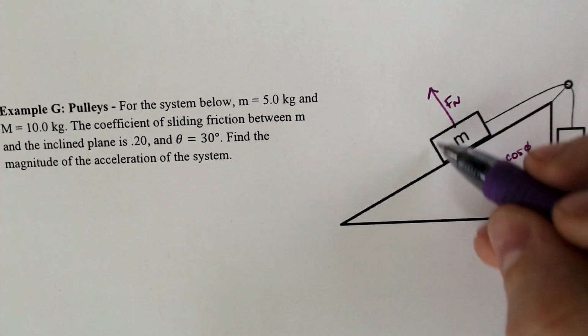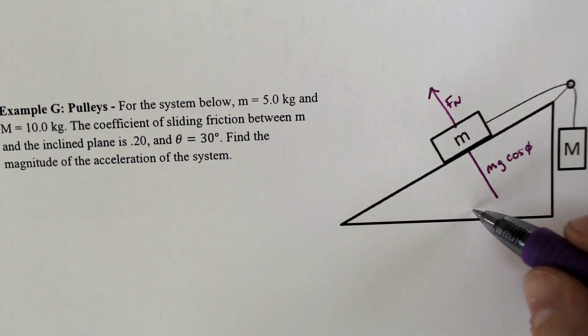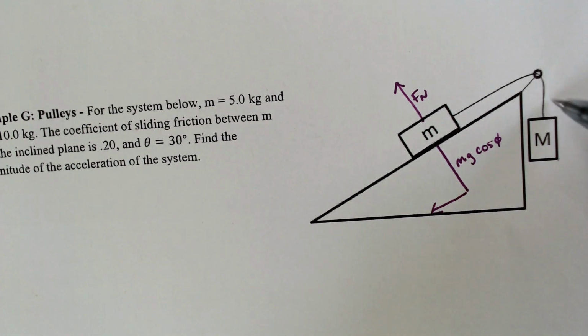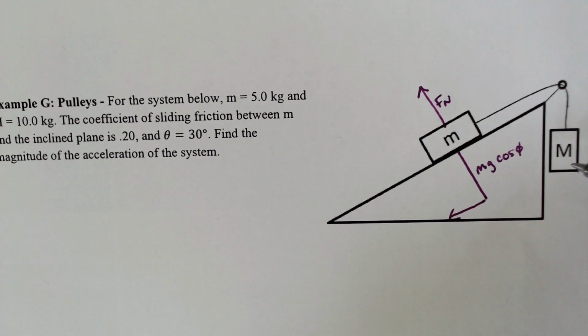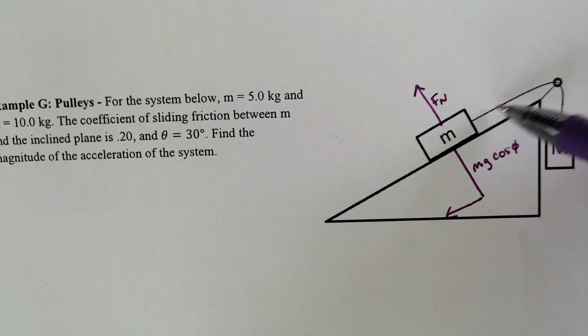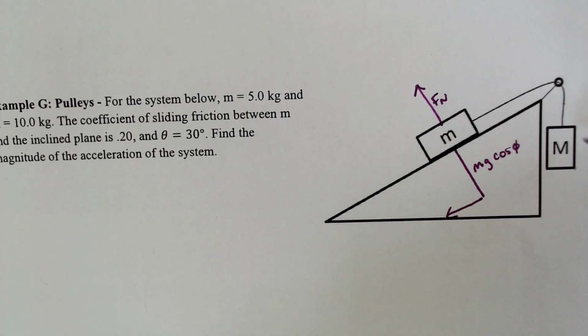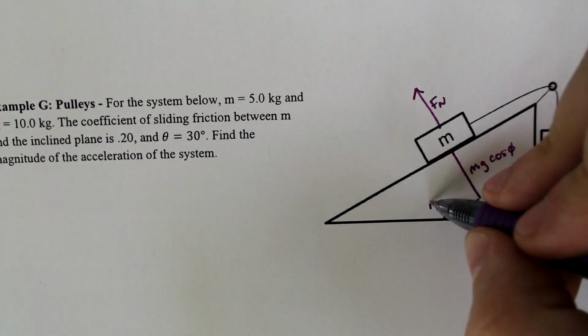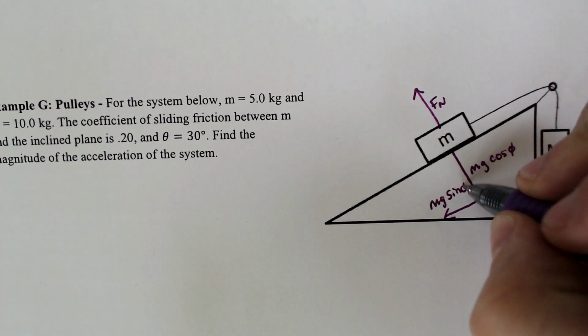Now this block right here would like to go this way. That would be what it would like to do, but it's being pulled down on this side. So this block is actually going upward via the force of tension that is created by this block that is going down due to gravity. Now this is mg sine theta.